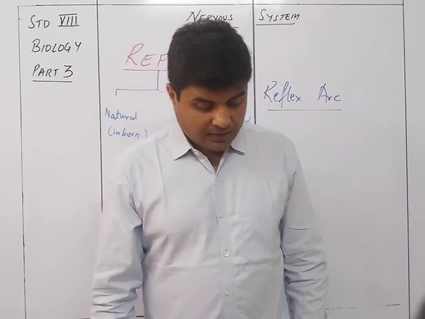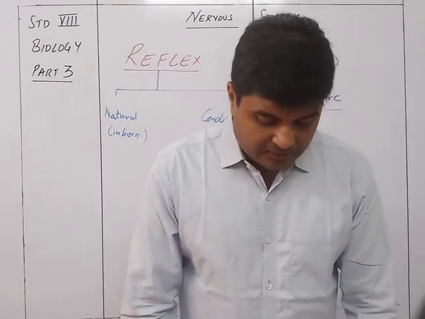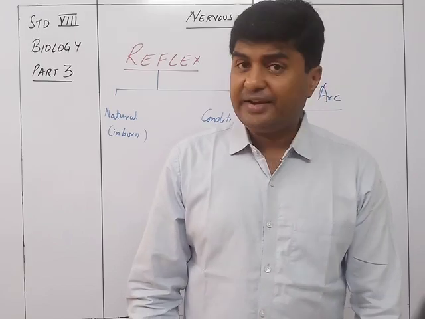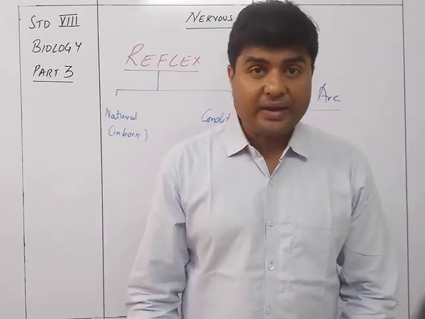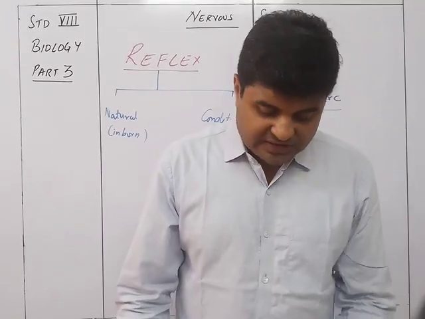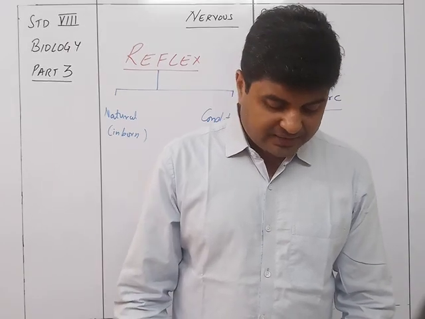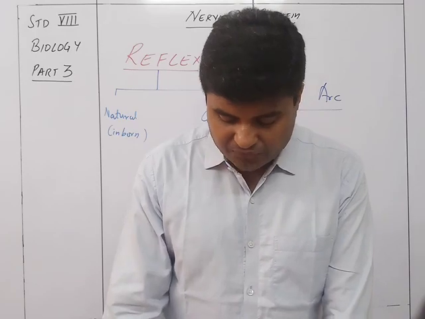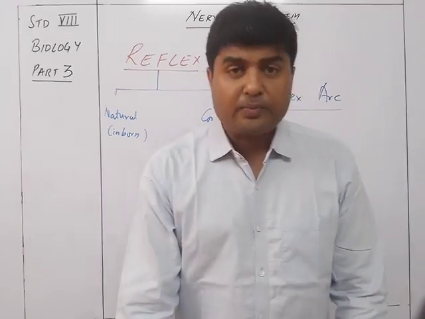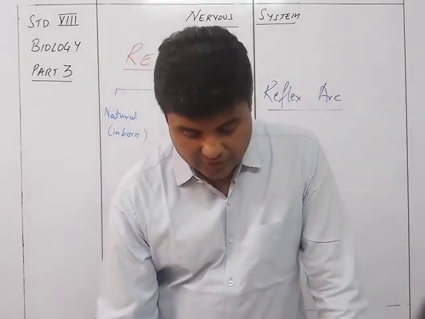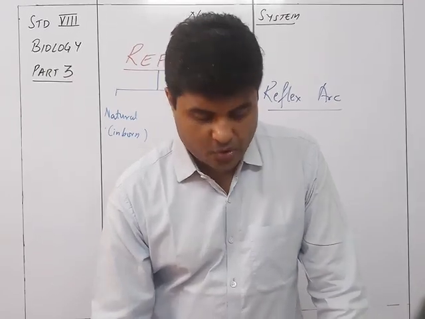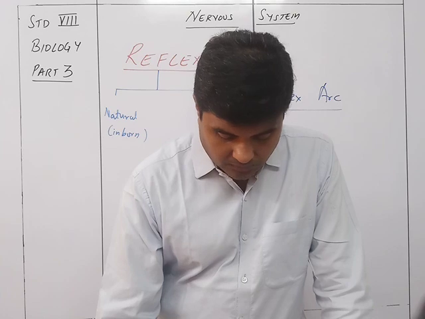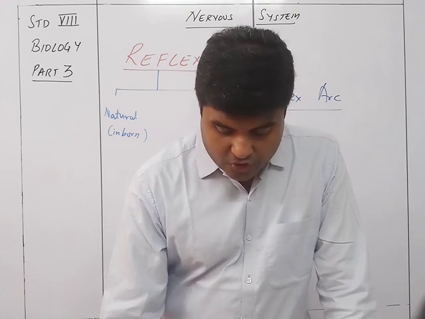So this is the end of the chapter. A small chapter, just 3 videos, but very, very important. Almost each and every page of this chapter is important; there is nothing which is not important. The diagram which can be asked for drawing is 7.1, the nerve cell or neuron. Otherwise, none of them can come for drawing.